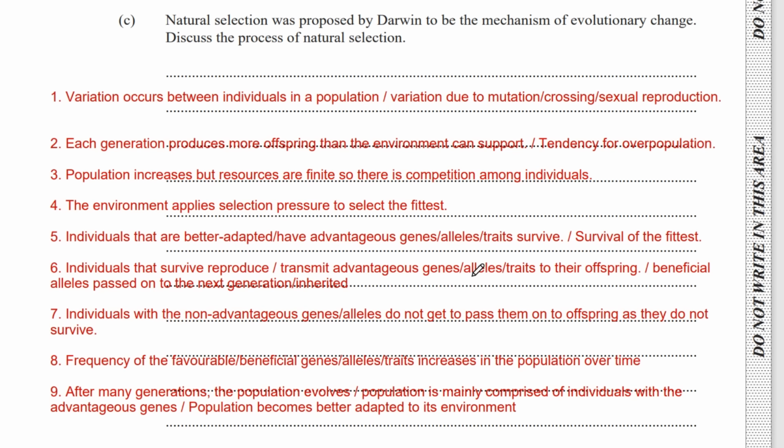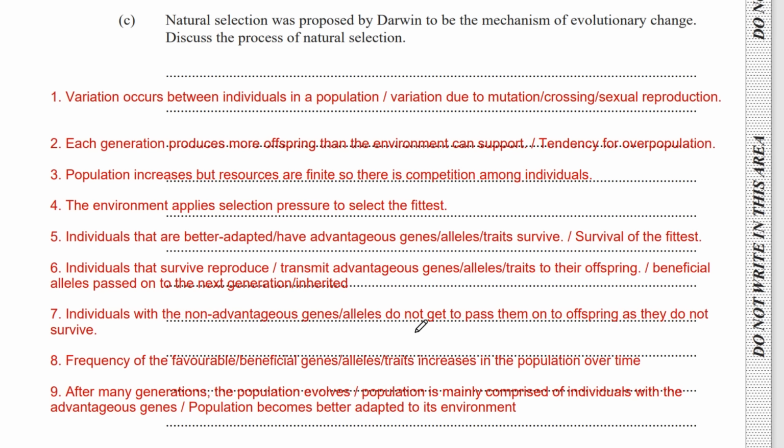So for example, if one is a particular color and it could survive in this dark forest, this forest that has soot all over the wood, like the peppered moth, they're able to pass down those genes and they're able to survive and pass that on, so the offspring are also able to survive. And as a result, this will continue as long as those pressures are still there, because they'll be able to overcome those pressures. Individuals with the non-advantageous genes or alleles do not get to pass them on to the offspring and thus do not survive.